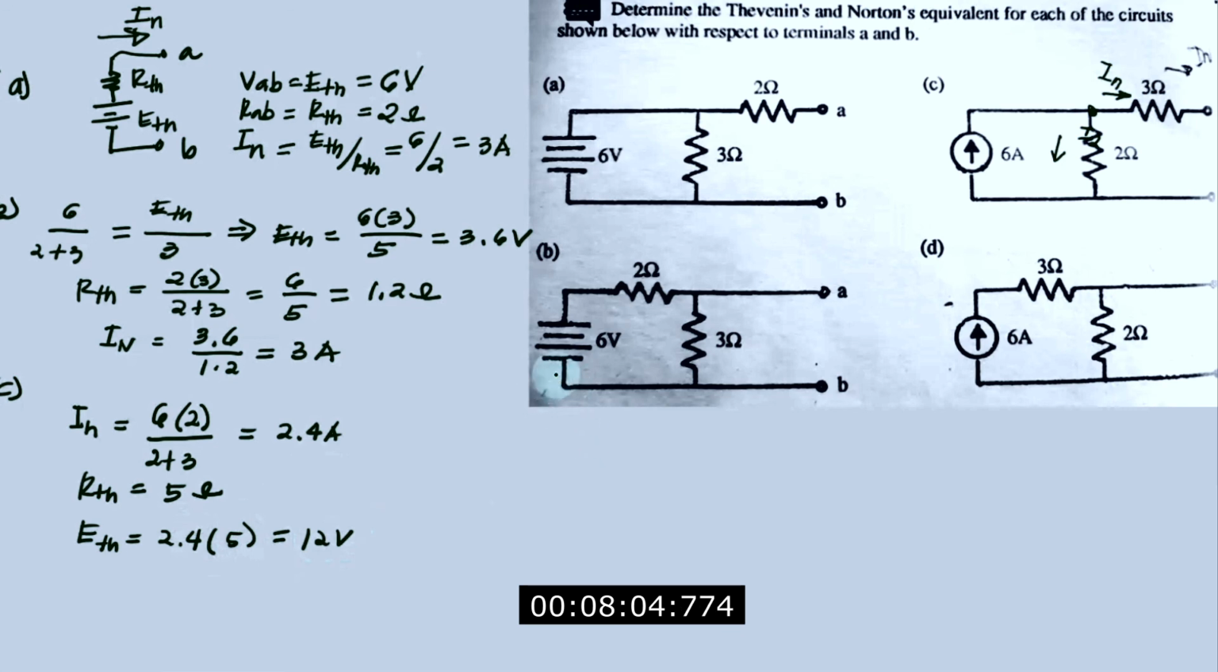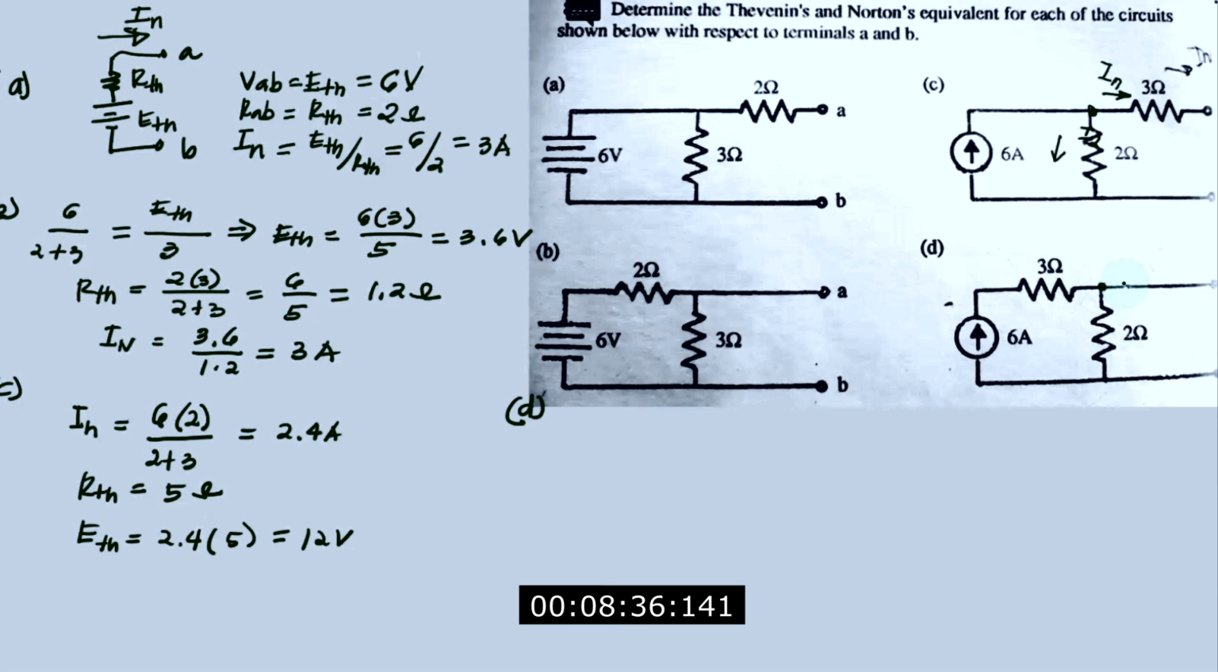Now let's solve for letter D. Letter D is here. Again, it is a current source. The current, this 6 amperes, will be going here, and when it comes here, you know the nature of the current, it goes really to those whose branch has a lesser resistance. So this is a branch and this one is a branch.